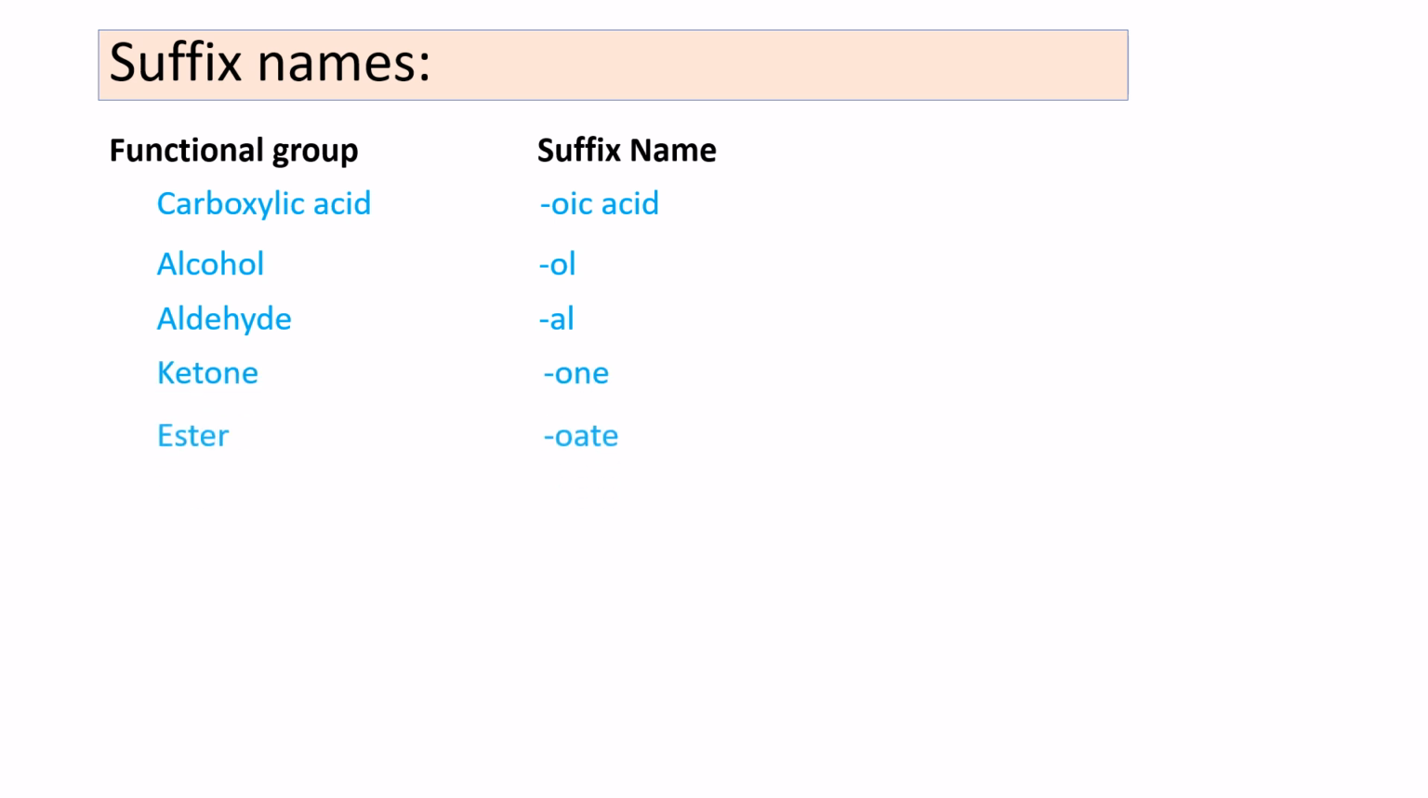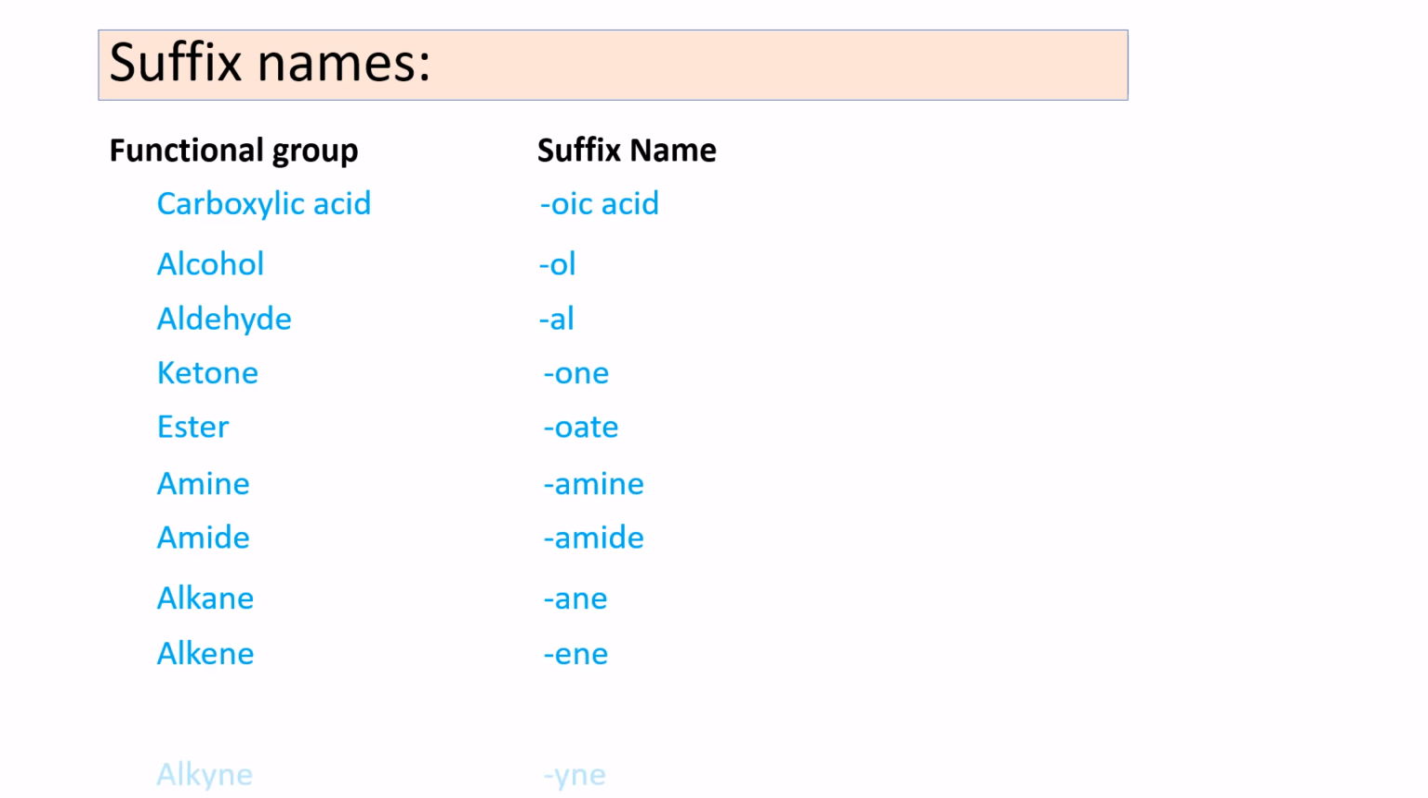For ester functional group, the suffix name is oate. For amine functional group, the suffix name is amine. For amide functional group, the suffix name is amide. For alkane functional group, the suffix name is ane. For alkene functional group, the suffix name is ene. For alkyne functional group, the suffix name is yne.